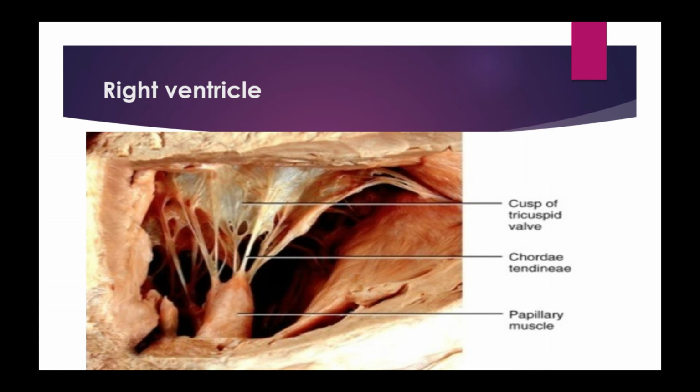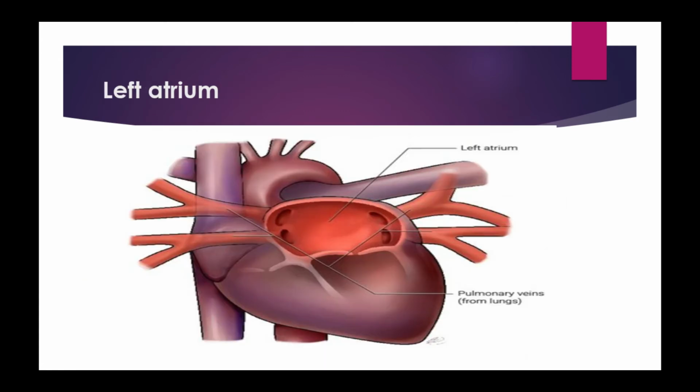Then the left atrium. The left atrium forms the left two-thirds of the base of the heart, the greater part of the upper border, parts of the sternocostal and left surface, and part of the left border of the heart. So it forms the left border of the heart.